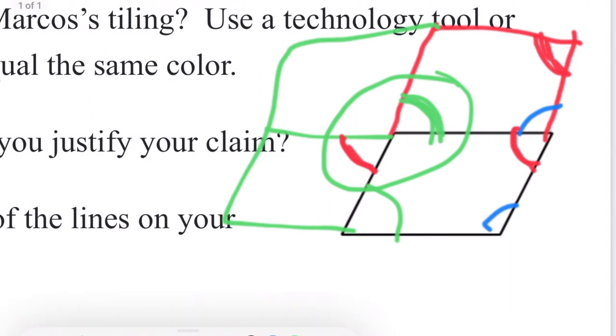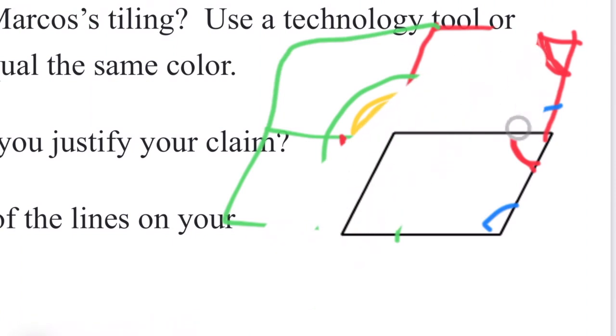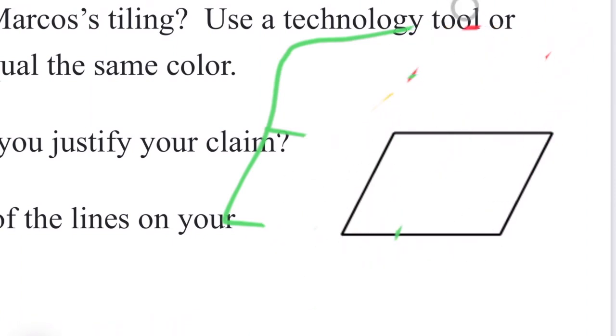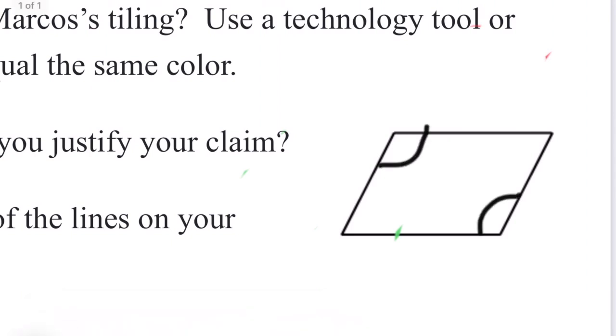And then the same thing happens here with our yellow and our black angle, meaning those two angles are also the same. So that got a little bit messy, so I'm going to erase that and get to the gist of what question B is saying, which is essentially that on any parallelogram, this angle and this angle are the same. This angle and this angle are the same.